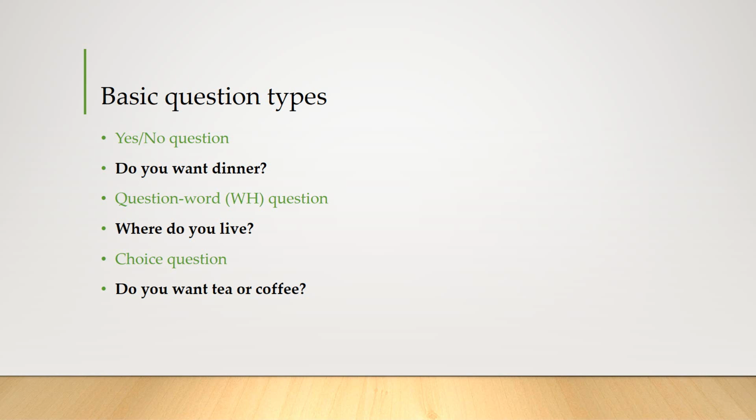Number 1, yes or no question. For example, do you want dinner? The answer would be no, thank you, or yes, please. Number 2, question word WH questions. The answer is information. For example, where do you live? The answer is in Pakistan or whatever the place would be. Number 3, choice questions. The answer is in the question. For example, do you want tea or coffee? The answer is tea please or coffee please.